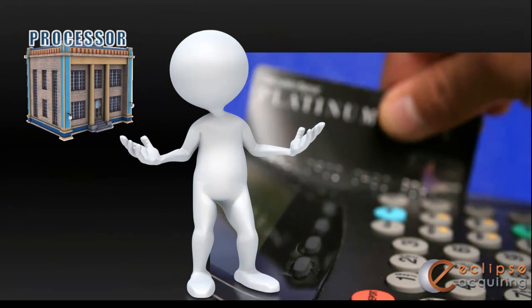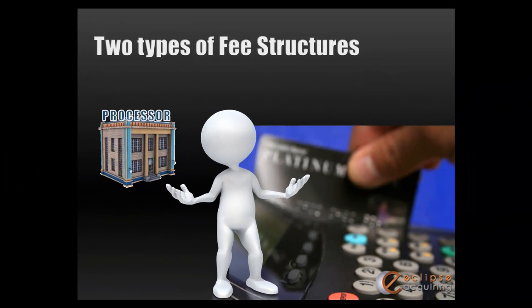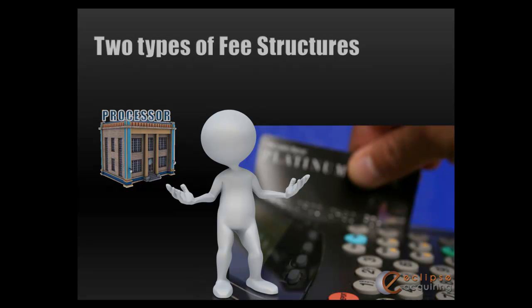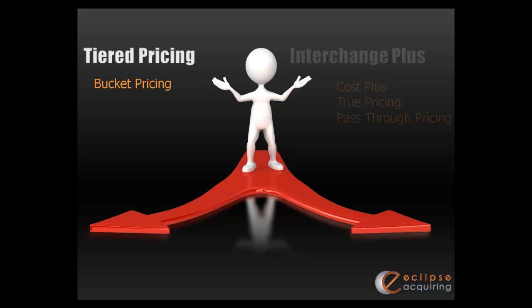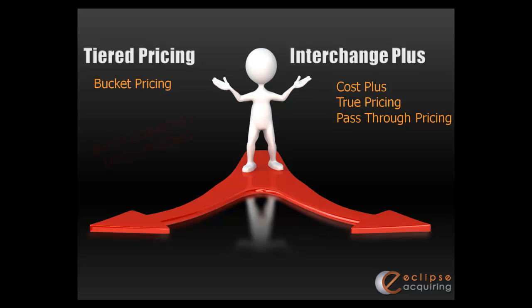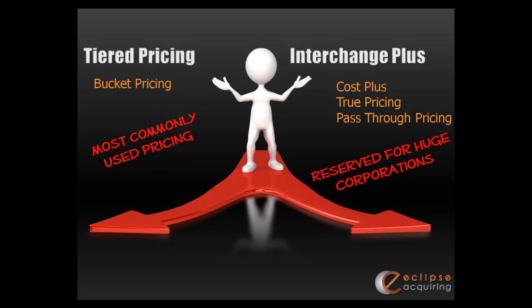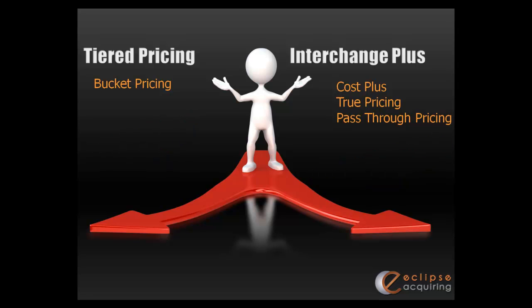So let's break down this third area of processing costs. There basically are only two types of fee structures in the industry: tiered pricing or interchange plus. Tiered pricing is often referred to as bucket pricing. This is the most commonly used pricing structure in the industry. Interchange plus pricing is often referred to as cost plus, true pricing, or pass-through pricing. Historically speaking, interchange plus pricing is reserved only for very large companies like national retailers, and they have been the only ones able to benefit from interchange plus pricing. Don't be misled by the assumption you can't get an interchange plus pricing model.